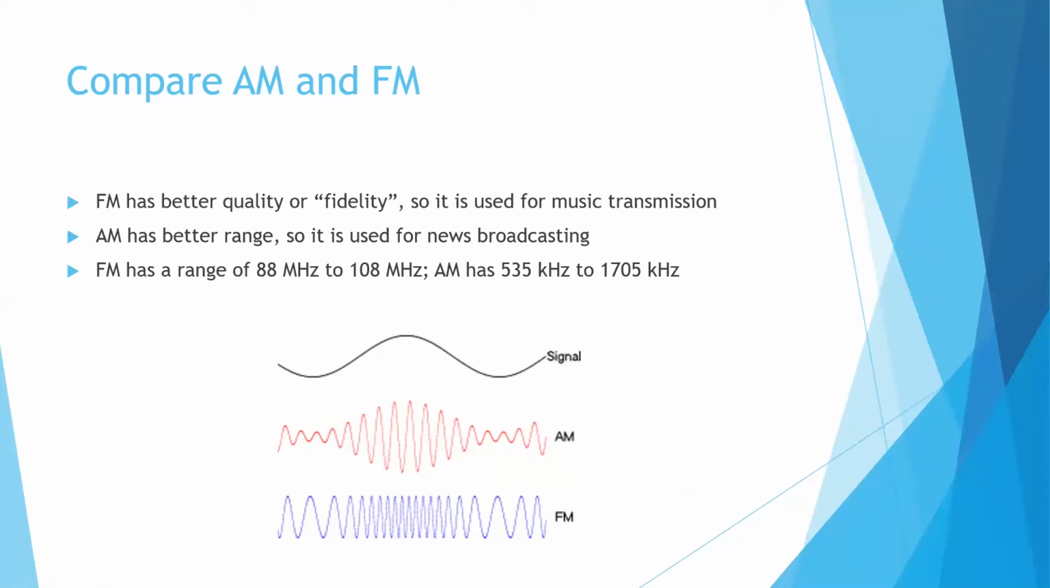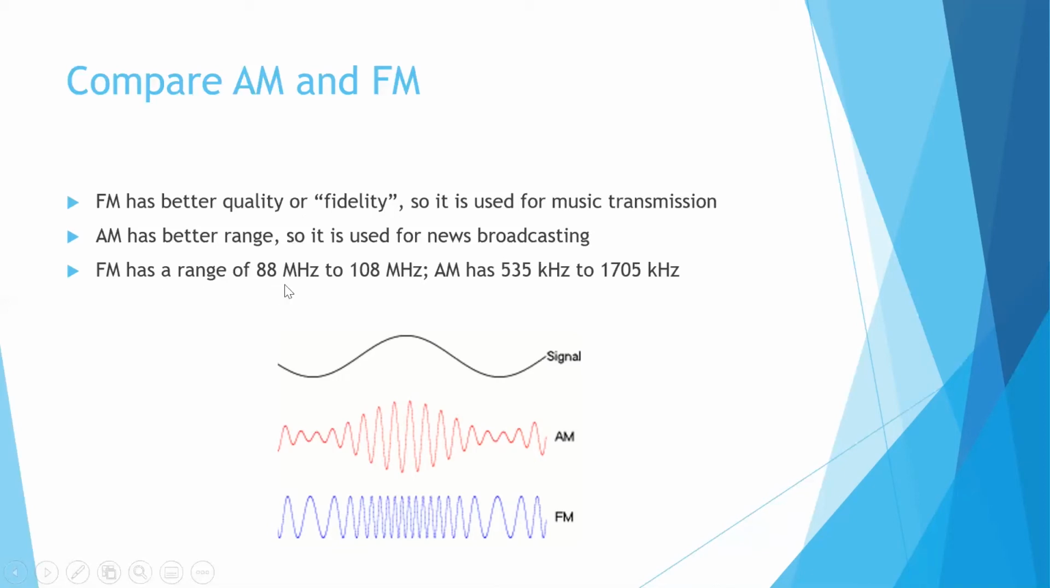So it's used for transmitting music which we hear on the radio, because we need that music to be high quality. Whereas AM has better range, it can travel longer distances. So we use it for broadcasting news, because that's important. Everyone in the county needs to hear that, so we need to send it through AM. It doesn't matter that it's not the most high quality. So AM has a different purpose.